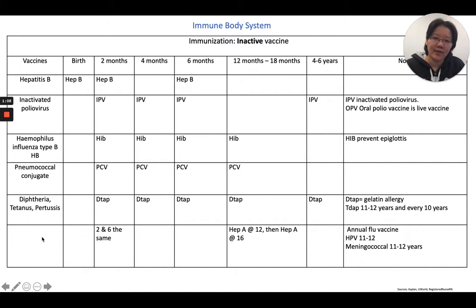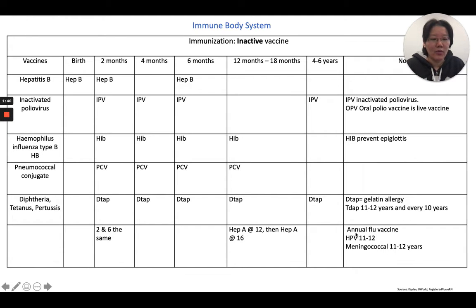these are the types of vaccines, and above here is the time frame in which people should receive the vaccines. Here is a note. For example, here I put IPV is an inactive polio vaccine, but if it's oral, then the oral polio vaccine is a live vaccine. So you need to know the exceptions to the rules.